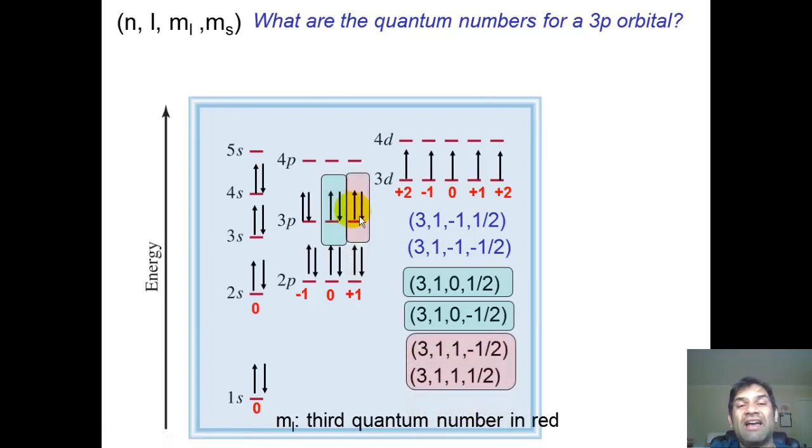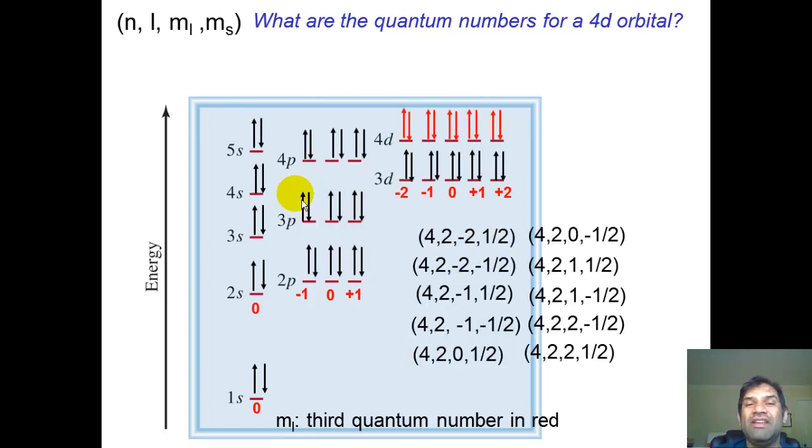And then what about our last ones? This would be 3, 1 because it's a p orbital, 1 because it's designated m sub l of +1, and positive 1/2. This electron here would be 3, 1 because it's a p orbital, located in the +1 station, so 3, 1, 1, -1/2. So these are your 6 answers, corresponding to each electron in the 3p orbital.